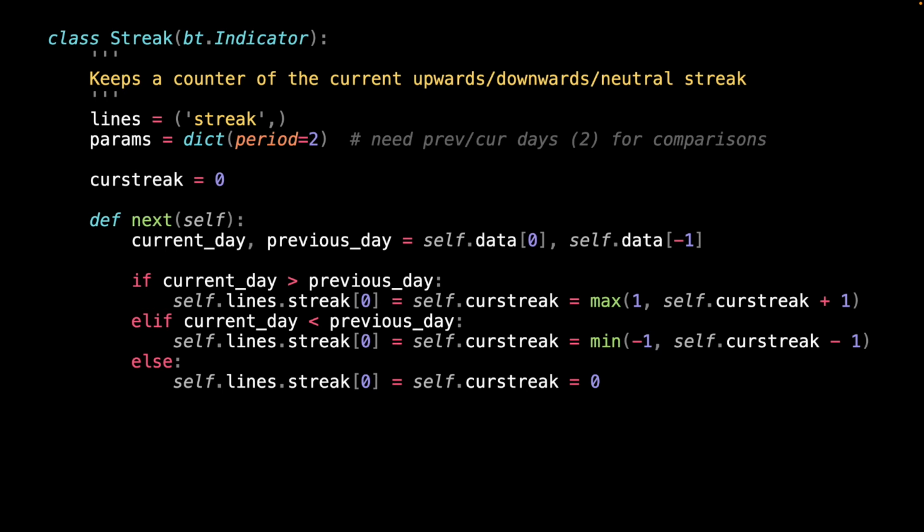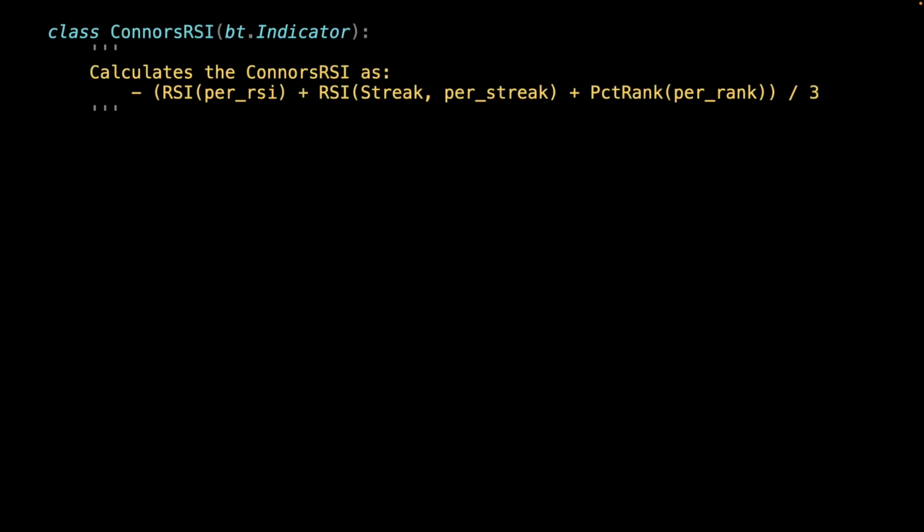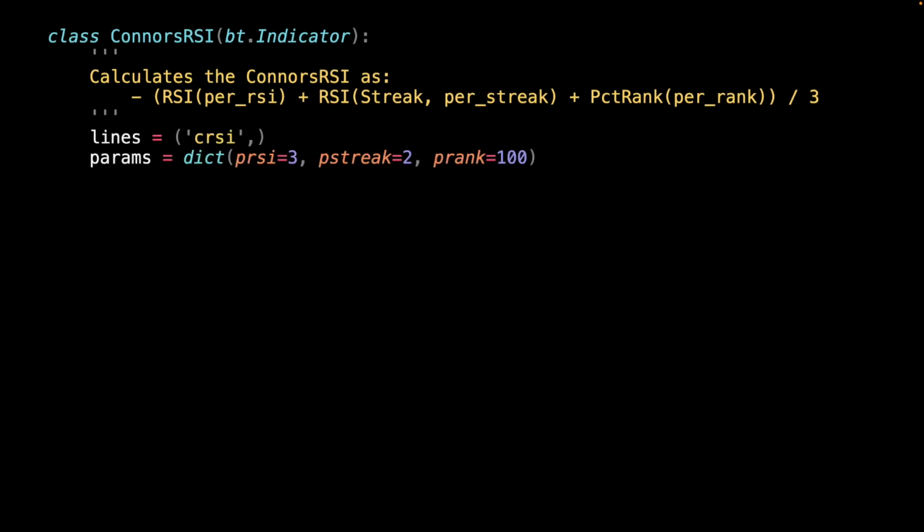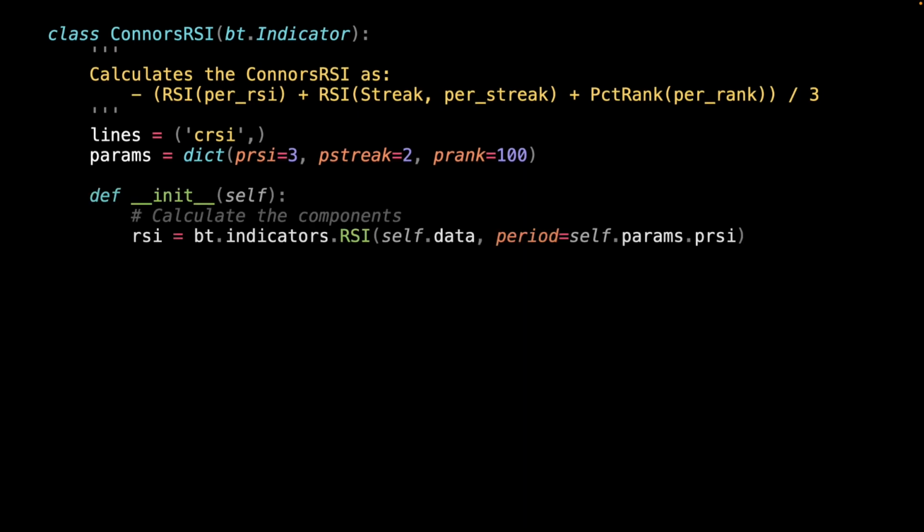Similar to the streak class, we need to define the Connors RSI class that will inherit from the Backtrader indicator parent class as earlier. I'll move a bit faster since we explained this before. Here we define the lines tuple to include the Connors RSI value. We also define the parameters dictionary. These parameters will be used to make the final calculation.